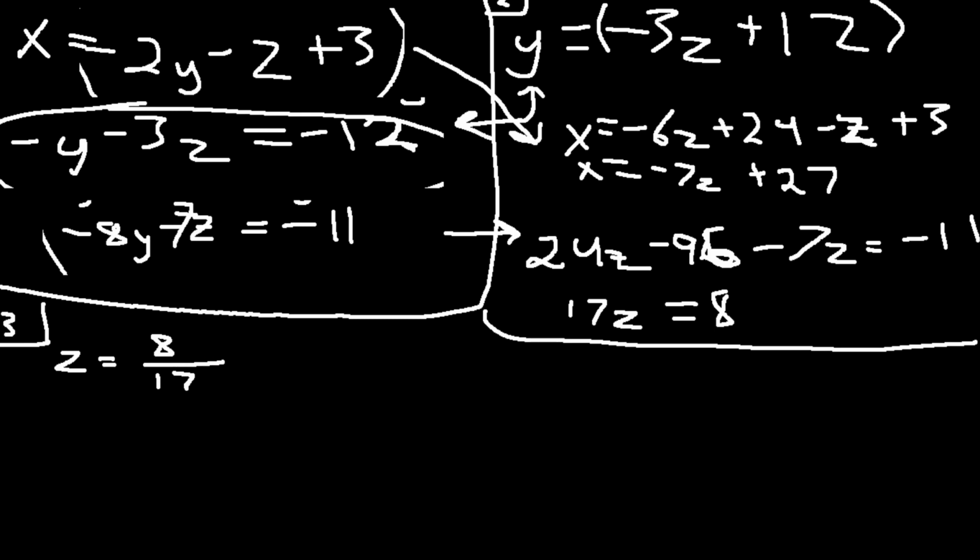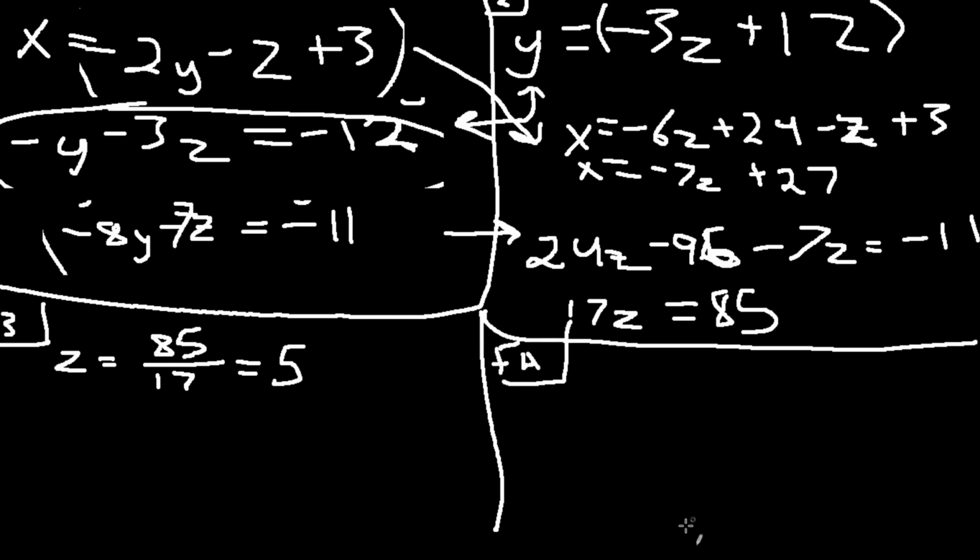We're going to have to use the tools of the trade. So what this ends up equaling is a pretty nice even number, because 17 will go into 85 5 times. And so we end up with 5. So z is equal to 5. And now with z equal to just a plain number, we can backfill it into the rest. So I'm going to put an FA here for final answer. And we now know that z is equal to 5.